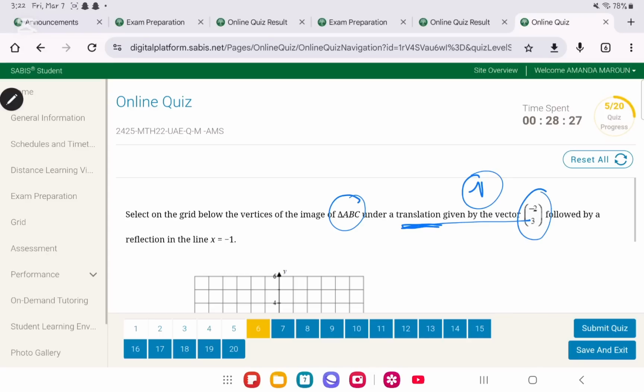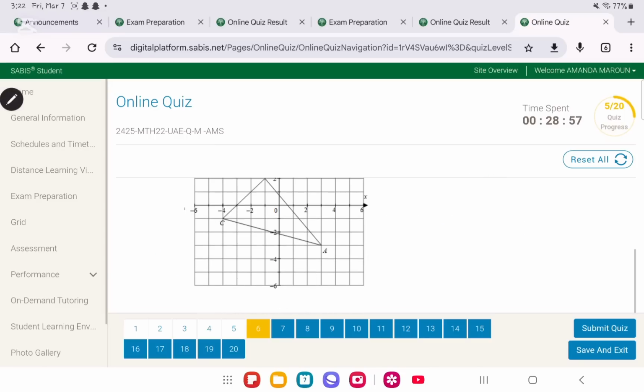Minus 2, 3, followed by a reflection in the line x equals minus 1. So this is the second thing we will be doing. First is a translation given by the vector minus 2, 3. Second is a reflection in the line x equals minus 1.